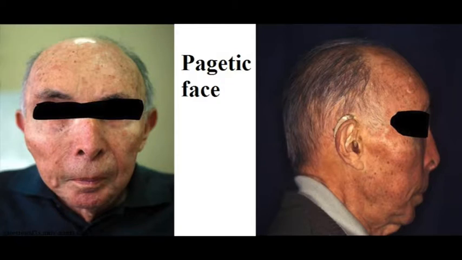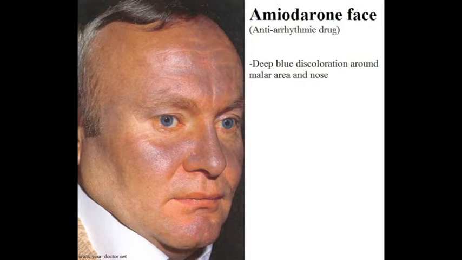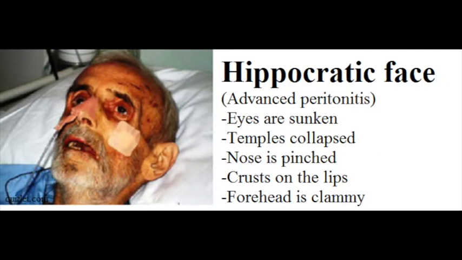It is a chronic disorder that can result in enlarged and poorly shaped bones, excessive reabsorption of bone by osteoclasts and compensatory disorganized deposition of new bone, enlarged cranium in frontal and parietal areas. Amiodarone use may result in deep blue discoloration around malar area and nose. Hippocratic face in advanced peritonitis. Eyes are sunken, temples collapsed, nose is pinched, crust on the lips, forehead is clammy.